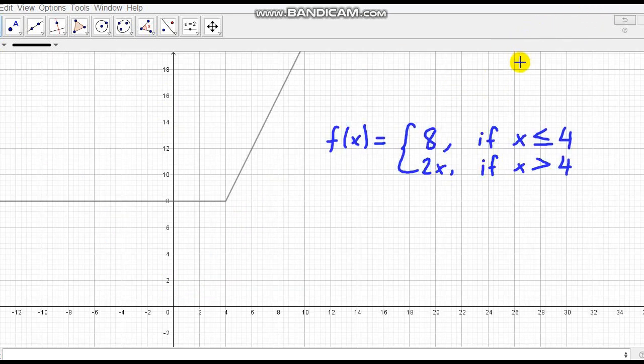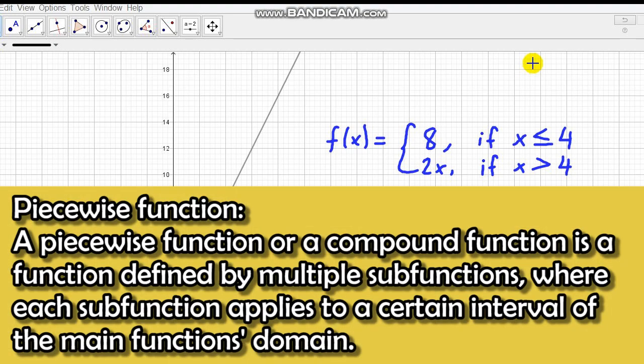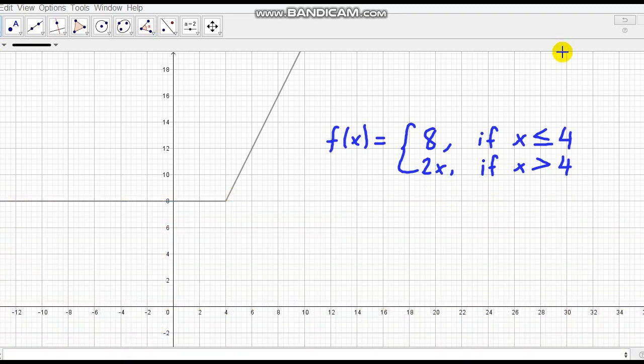Lastly, we have the piecewise function. A piecewise function or a compound function is a function defined by multiple subfunctions, where each subfunction applies to a certain interval of the main function's domain. Basically, when we talk about piecewise functions, it is a combination of two or more functions, each working on a different interval. Like in this case, we have f of x is equal to 8 if x is less than or equal to 4, and 2x if x is greater than 4.